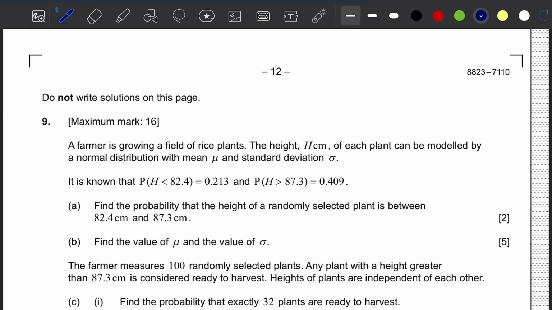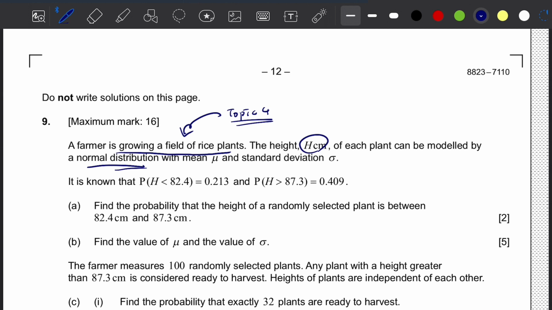So question number 9. Here it says a farmer is growing a field of rice plants. The height of each plant can be modeled by the normal distribution with the mean and standard deviation. So you can see that we are already talking about the normal distribution. That means this is a topic 4 question. Okay, so this is derived from topic 4 of your curriculum.